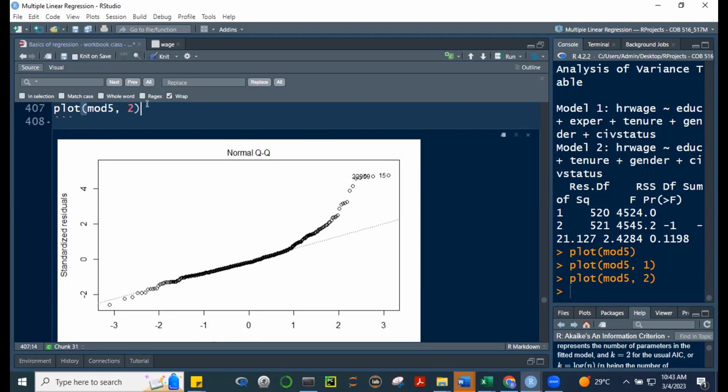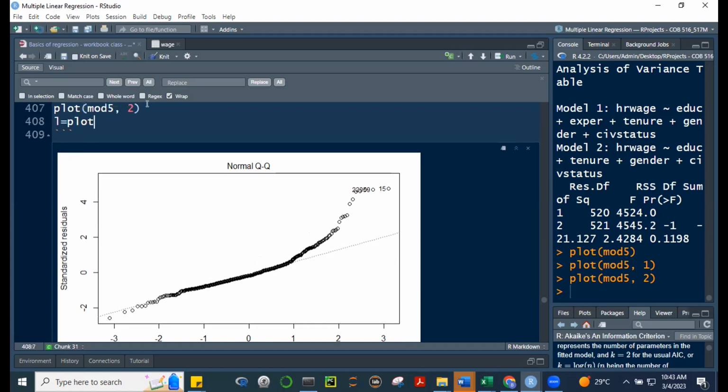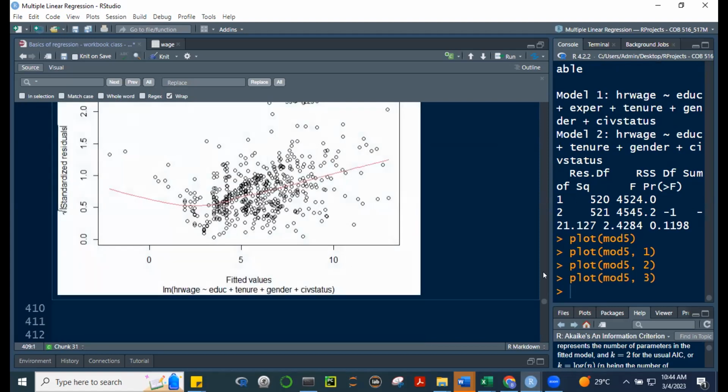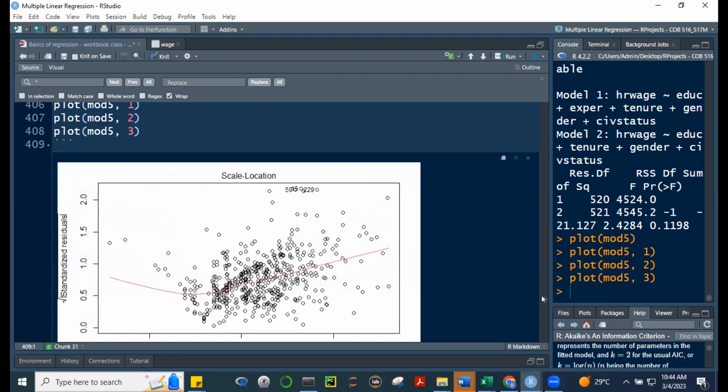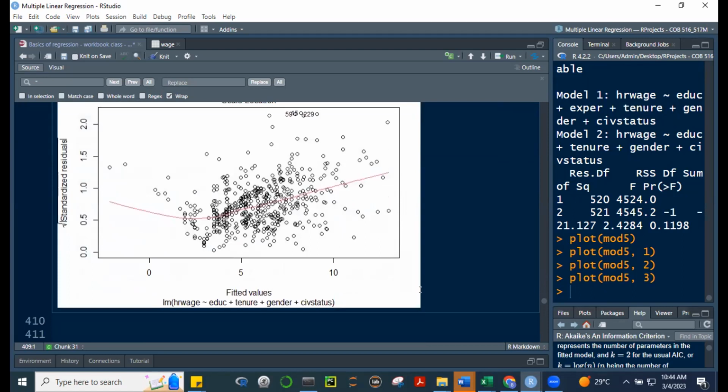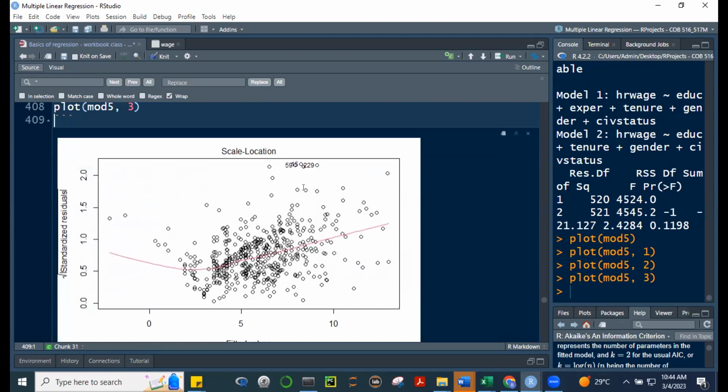All right, and then if I, let's see, plot natin si model 5, number 3. What do we see here? This is the third plot. And then we can also see here, scale location, residuals din to, and then the fitted value. So standardized nga lang siya. A while ago, residuals versus fitted value. Here, standardized residuals versus fitted value. Now, importante to kasi it will indicate to us outliers and possible influential points.